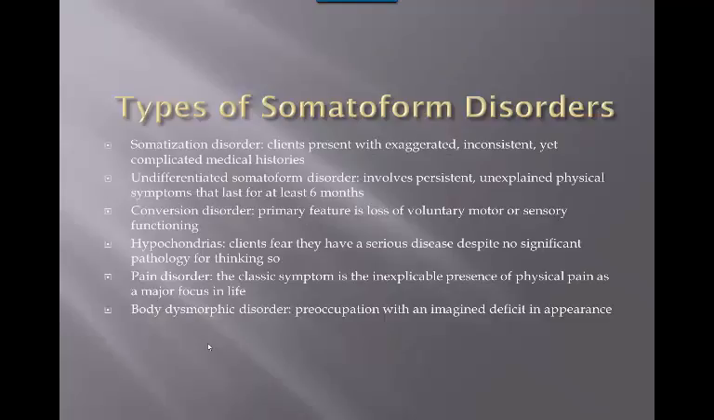There are types of somatoform disorders. Somatization disorder is where clients present with exaggerated, inconsistent, yet complicated medical histories. Undifferentiated somatoform disorder involves persistent, unexplained physical symptoms that last for at least 6 months. Conversion disorder: the primary feature here is loss of voluntary motor or sensory functioning. Hypochondriasis: clients fear that they have a serious disease despite no significant pathology for thinking so. Pain disorder: the classic symptom is the inexplicable presence of physical pain as a major focus in life. And body dysmorphic disorder: preoccupation with an imagined deficit in appearance.